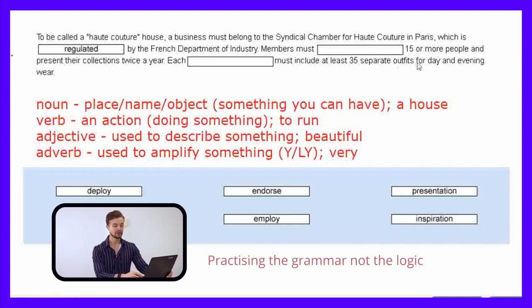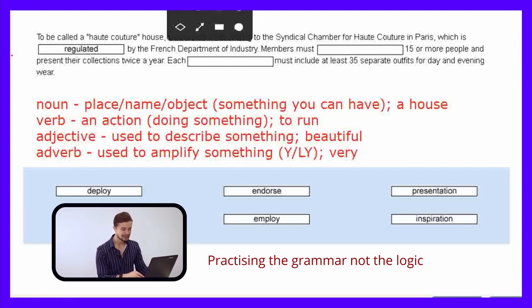"Members must blank 15 or more people." So let's try all the options. Can we say "members must a house 15 or more people?" "Members must car 15 or more people." Doesn't work. "Members must pen 15 or more people." So I'm just replacing a simple noun in the blank to see if it would actually fit. So this one doesn't work. Okay. "Members must run 15 or more people." Okay, maybe I can run people. Again, remember this is logically wrong, but grammatically it fits. "Members must beautiful 15 or more people." No. "Members must vary 15 or more people." So none of these work.